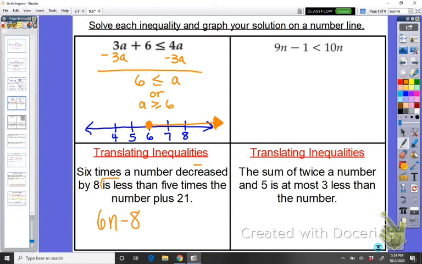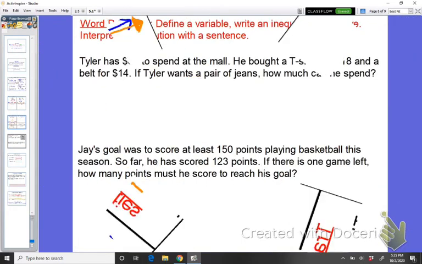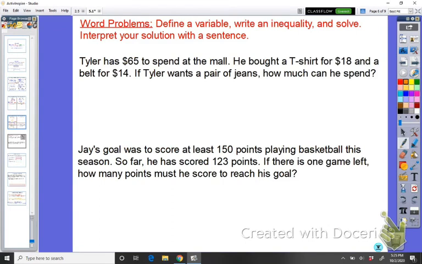Is less than, I'm going to circle that because that is our inequality sign. So this is less than 5 times the number, so that's going to be 5n, and we have plus 21. So that's how you translate that one. So again, you need to do the two on the right side here. All right, then I'm going to do one of these word problems and I want you to do the other.